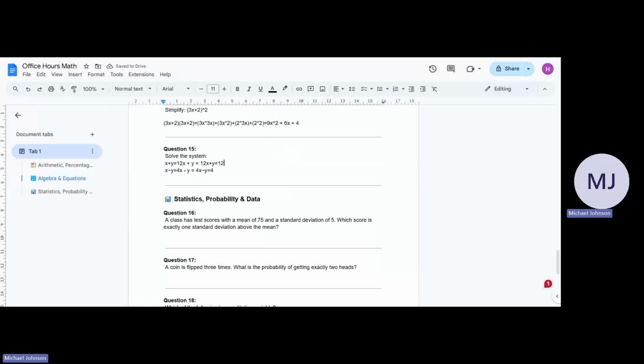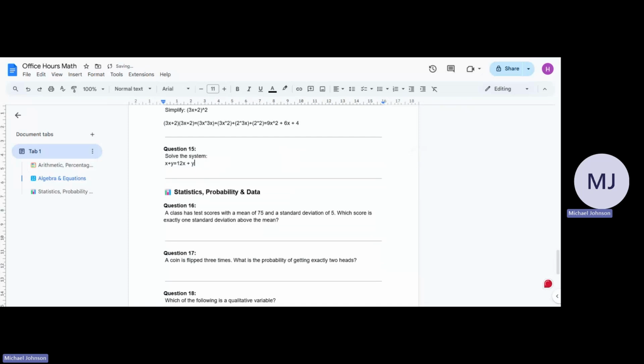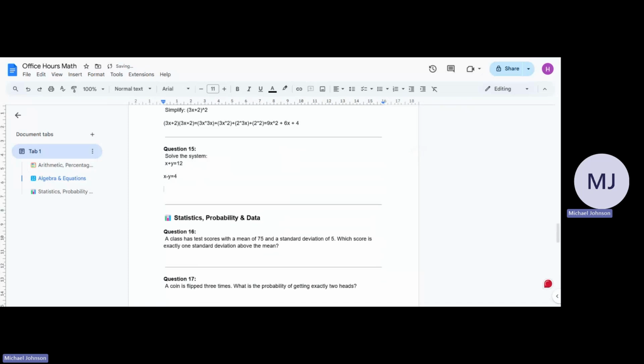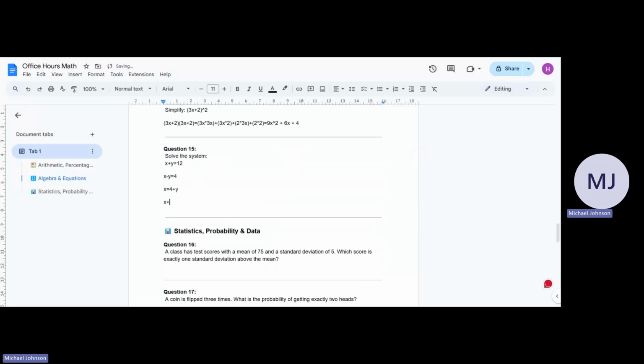And then 15, solve the system. Again, it's repeated, so we'll just delete everything else here. So it's supposed to be x plus y equals 12, x minus y equals 4. So what we can do here is substitute one in. We can take the one at the bottom and turn it into x equals 4 minus y. Sorry, it'd be x equals 4 plus y, because if we bring the negative y to the right side, it becomes positive. So it'd be x equals 4 plus y. Let's put that into this equation here.